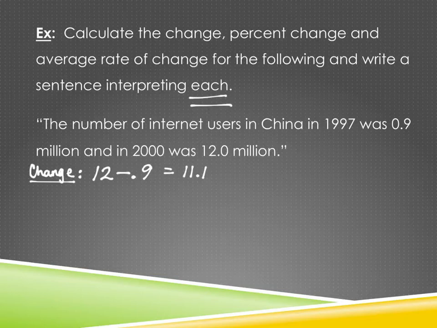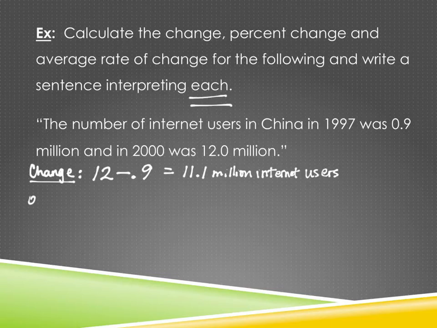11.1 what? There's always units. Always units on what we just calculated. Million what? Yeah. Million internet users. Okay, does that make sense? The cool thing is that once you've calculated change, you've got the numerator for both of the other two equations, or two formulas that we're going to find.